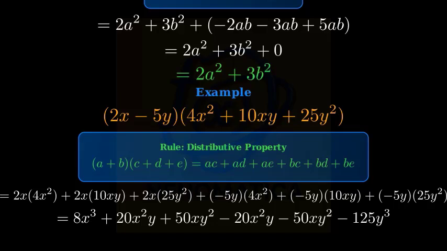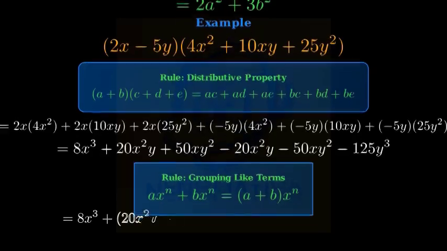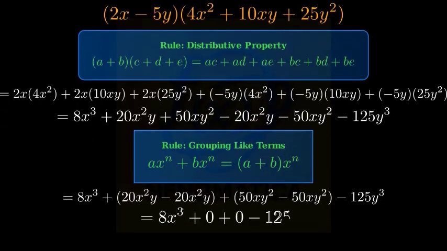Next, negative 5y times 4x squared gives us negative 20x squared y. Negative 5y times 10xy gives us negative 50xy squared. And negative 5y times 25y squared gives us negative 125y cubed. Now, let's group the like terms. We have 20x squared y and negative 20x squared y, which cancel out.